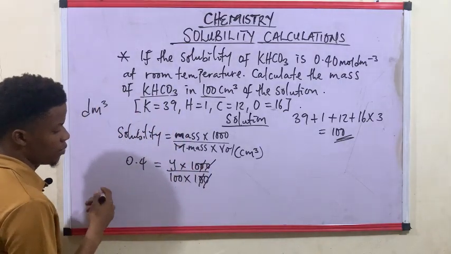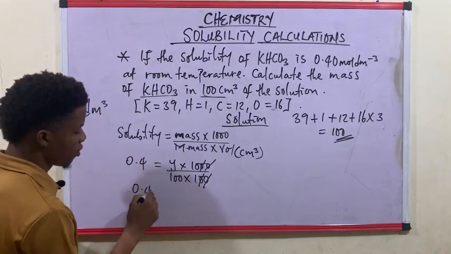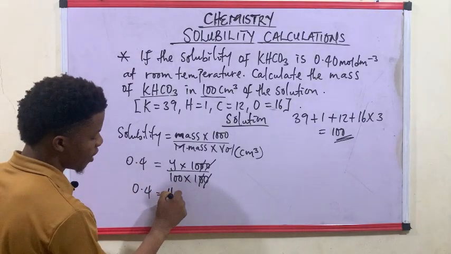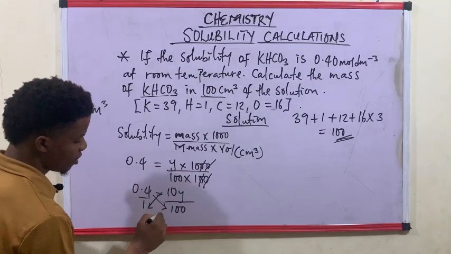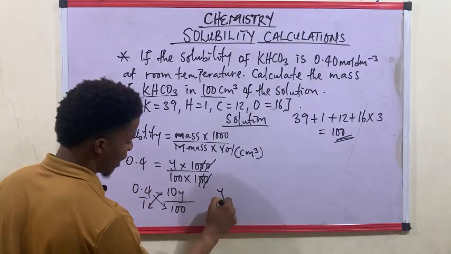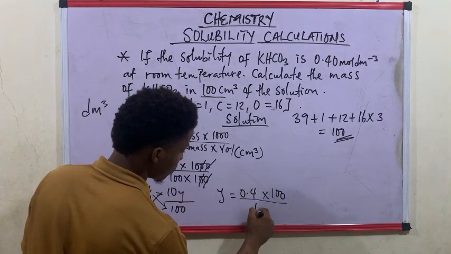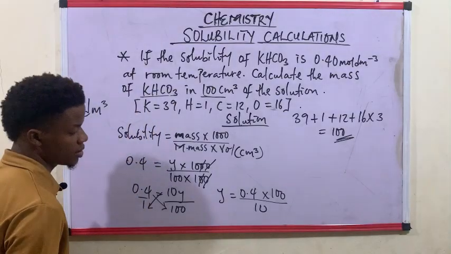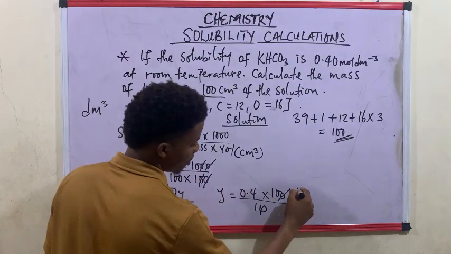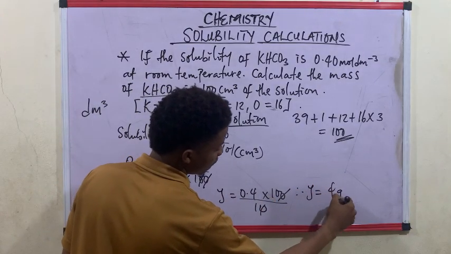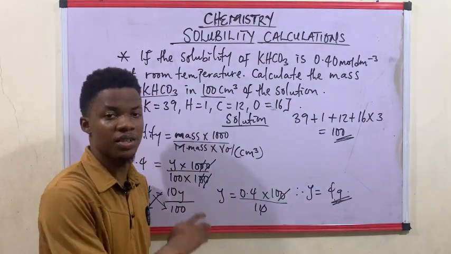So altogether we then have 0.4 is equal to 10y all over 100. By the time we cross multiply and divide, y is equal to 0.4 times 100 divided by 10. This cancels out this, therefore y, which is the mass, is equal to 4 gram. That becomes our mass, 4 gram. So this is it for question 2.